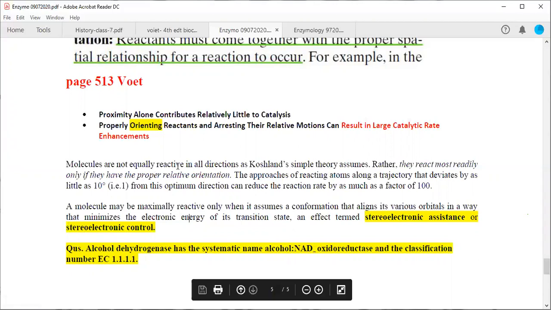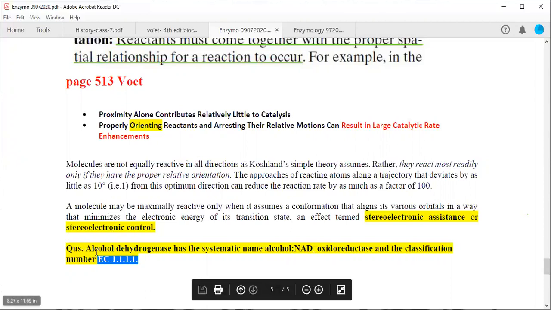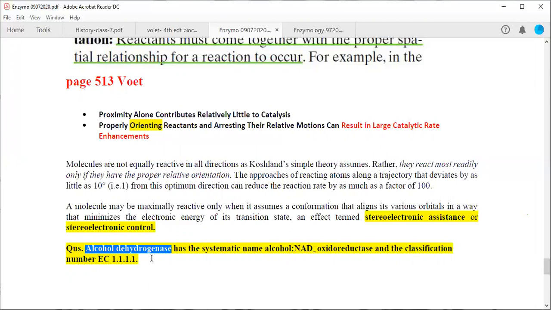Before discussing this from page number 513, there is a question. We were discussing some of the enzymes with their enzyme commission numbers. The first enzyme, having enzyme commission number 1.1.1.1, is alcohol dehydrogenase, which was extracted from yeast. So this is yeast alcohol dehydrogenase, because the scientists in the initial phase were studying yeast alcohol fermentation, and this enzyme catalyzes that reaction, converting the sugars into alcohol.